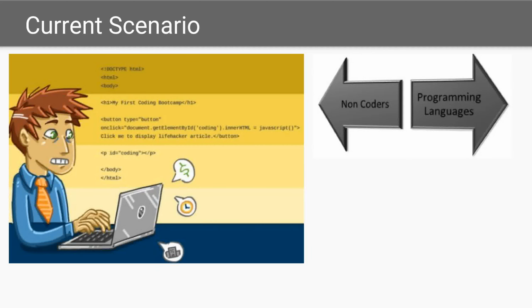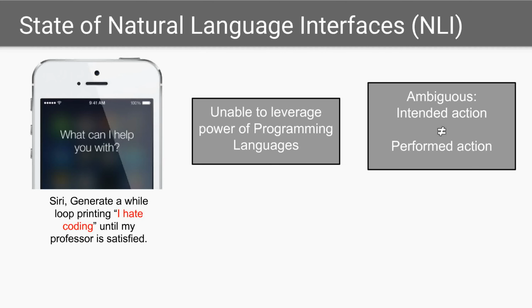In today's world, there is a significant learning curve for non-programmers to be able to perform complex tasks in a particular programming language. None of these programming languages incorporate natural language in their syntax, which could otherwise help these non-programmers perform better. Even though natural language interfaces do exist and have become ubiquitous, they are unable to leverage the power of programming languages. Moreover, in such systems, ambiguities exist between intended and performed actions. Thus, the authors strive to make this process easier for an average computer user.